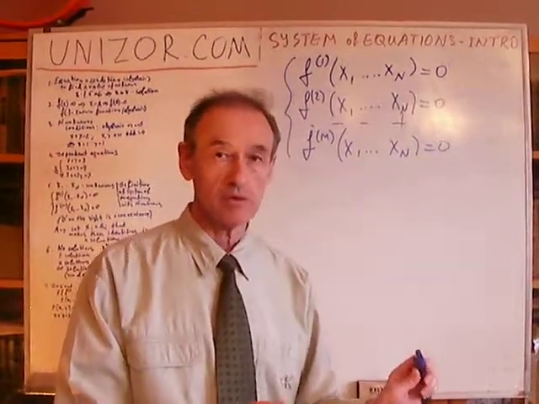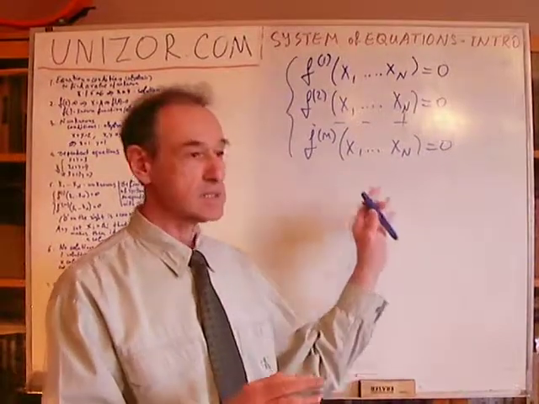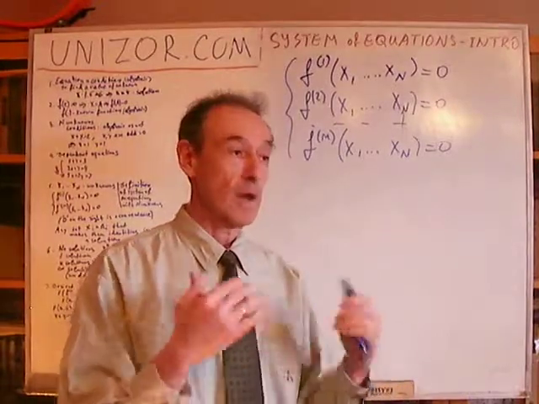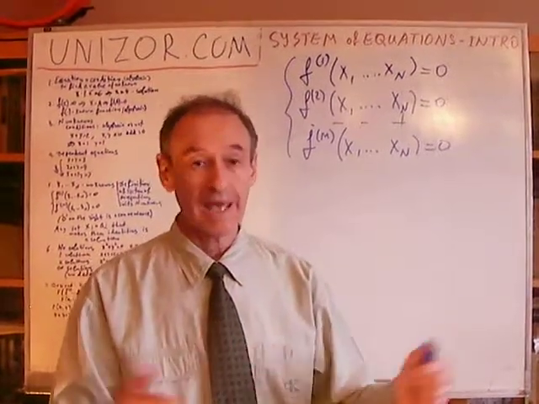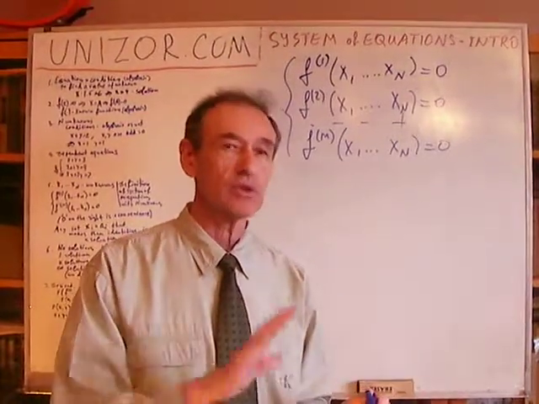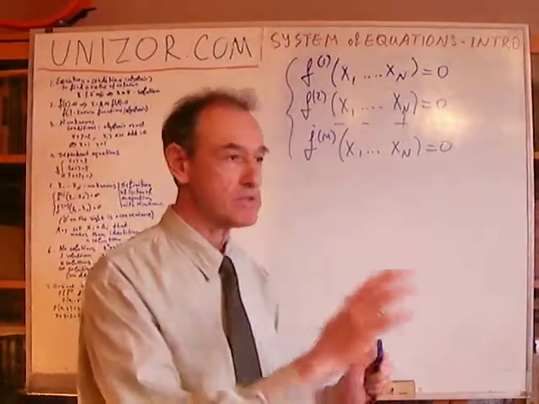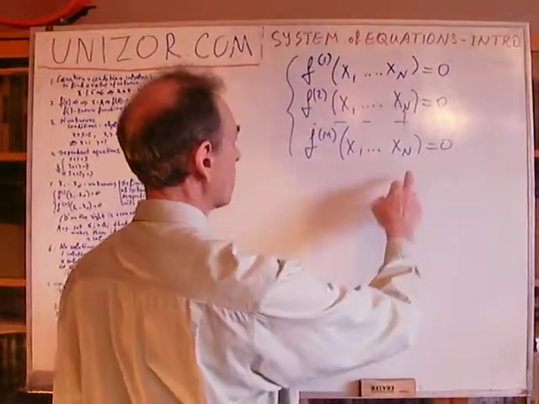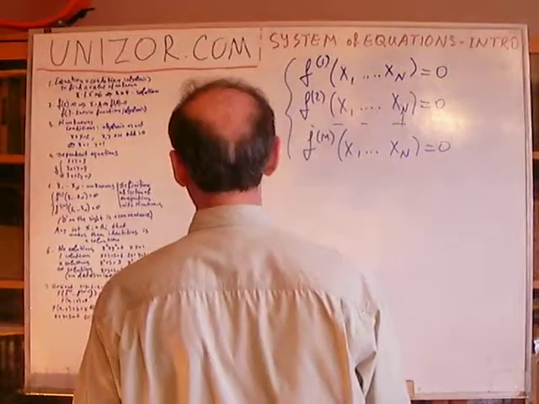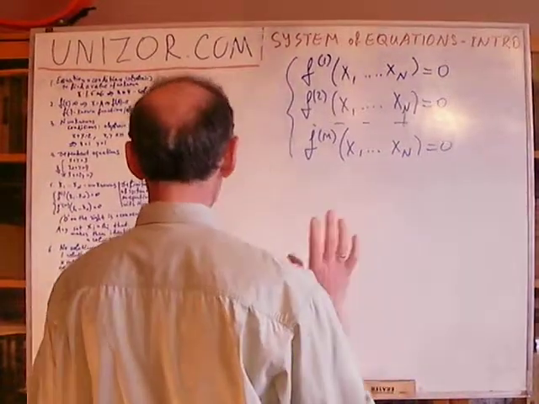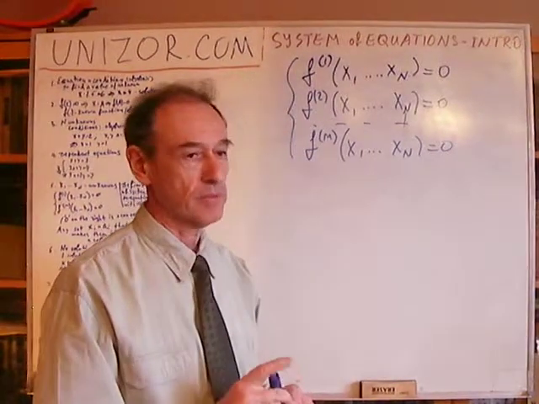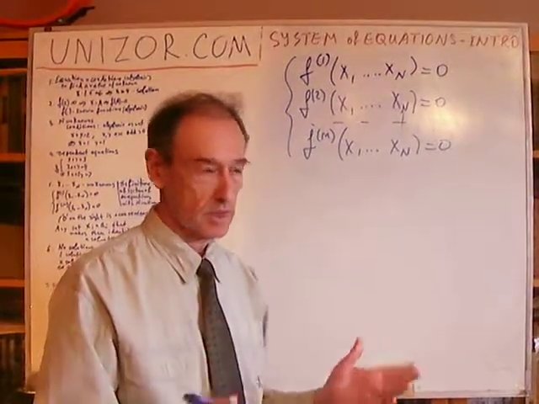Again, not necessarily true. There are systems of n equations with n variables which have no solutions, one single solution, k solutions, or an infinite number of solutions. Everything happens. But in general, you should really expect that the number of equations and the number of variables correspond to each other. Okay, so this is just a general definition of a system of equations.